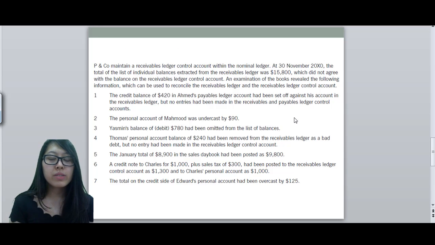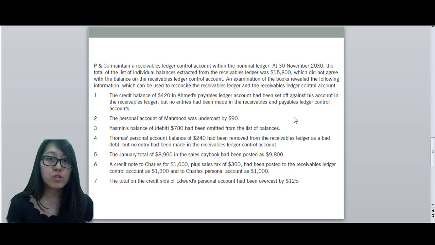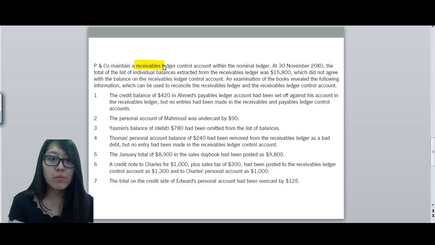P&Co maintain a receivables ledger control account within the nominal ledger. At 30 November 2000, the total of the list of individual balances extracted from the receivables ledger was $15,800, which did not agree with the balance on the receivables control account. Now I know this is a lot of information in just 2 sentences, so let's kind of break it down a little. At one point they tell us that we have a receivables ledger control account within the nominal ledger.